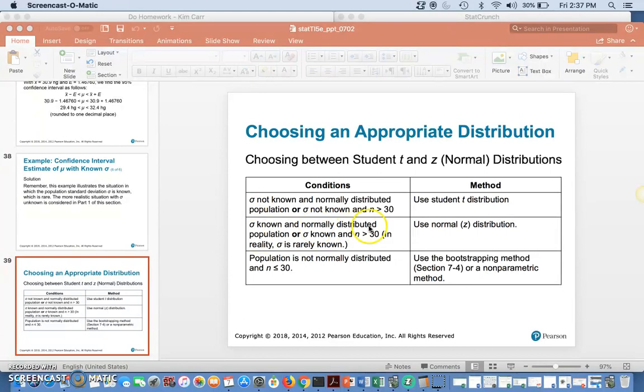If sigma is known and it's normally distributed, or sigma is known and n is greater than 30 — in reality, sigma is rarely known — we would use the normal z distribution. Most of the time, this day and time, they don't really stress this as much, but we'll do one problem at the very end of these class examples that deals with this. And if the population is not normally distributed and n is less than 30, you don't use either one of those. There are other methods that you use. So the main thing: if sigma is not known, t. If it is known, z.